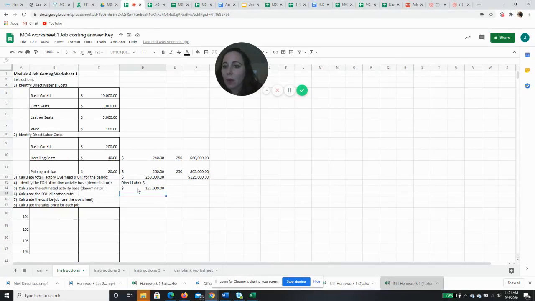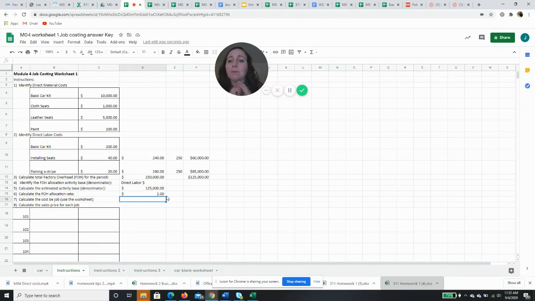That's my best guess. Okay, so then my allocation rate is just going to be what I expect my factory overhead cost to be, $250,000, divided by how many direct labor dollars I expect to use, $125,000. So I'm just going to do my math. 250,000 divided by 125,000 is 2. So that means I am going to apply $2 of factory overhead for every direct labor dollar I spend.